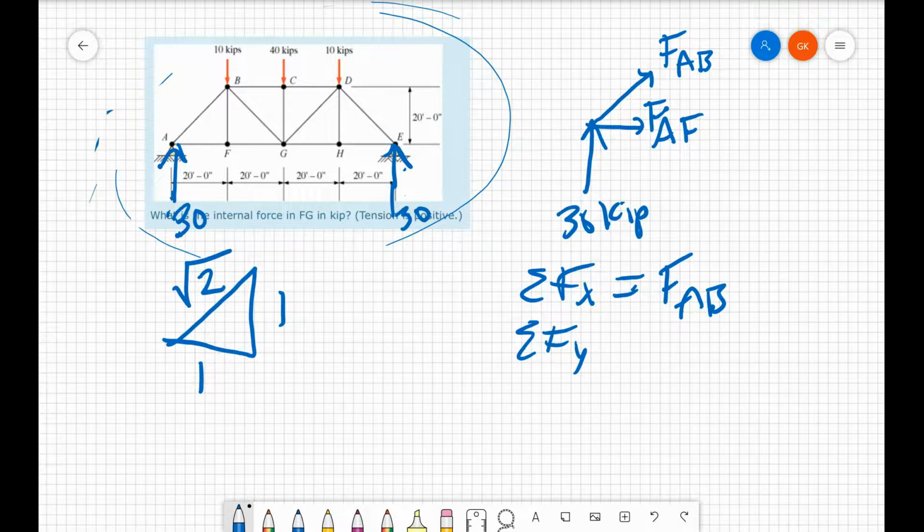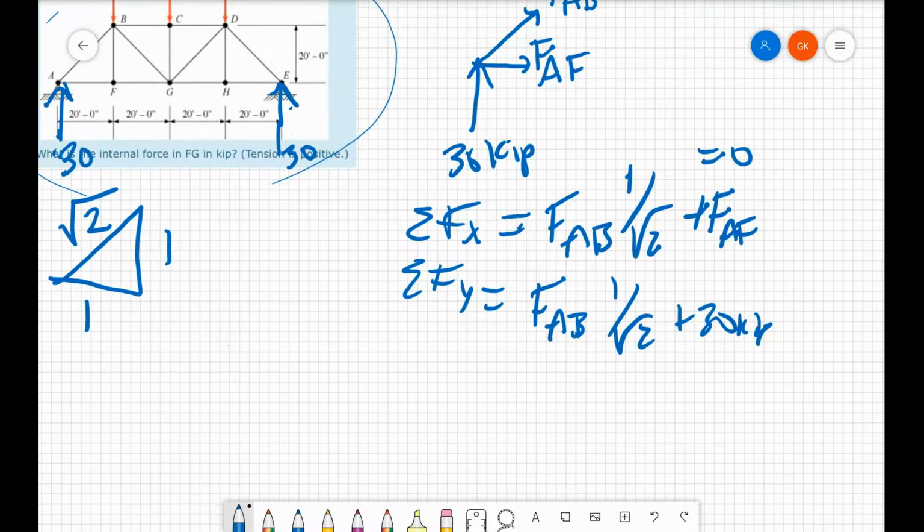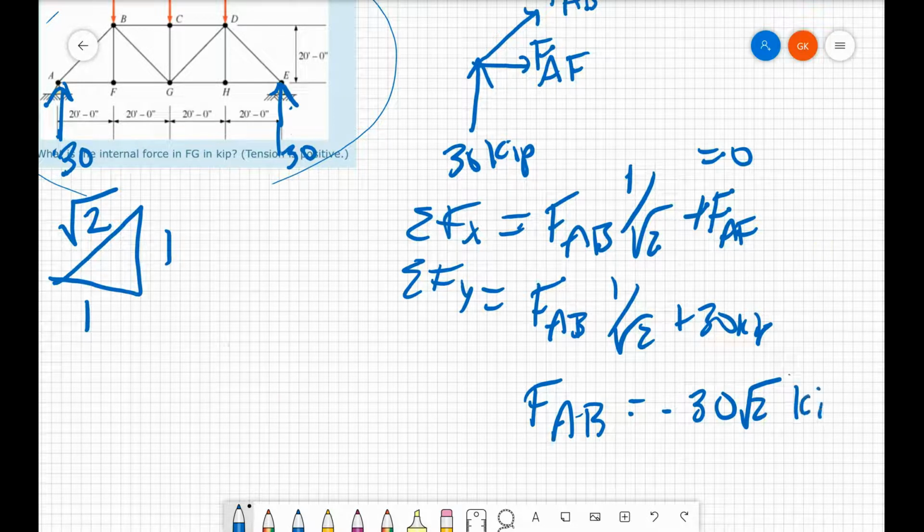So, with that in mind, it's not too bad. It's force AB times 1 over square root of 2, plus force AF, and we know that's equal to 0. But we can't solve that, though. That doesn't really work for us. So let's try the second equation. Well, it's force AB times 1 over square root of 2, plus 30 kips. Okay, this we can solve. So if I do that, force AB is equal to negative 30 square root of 2 kips.